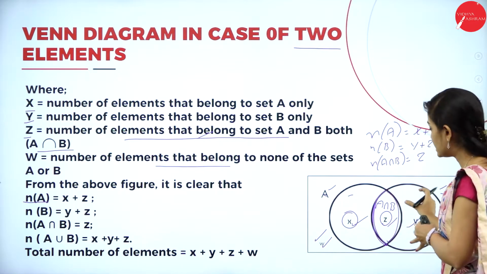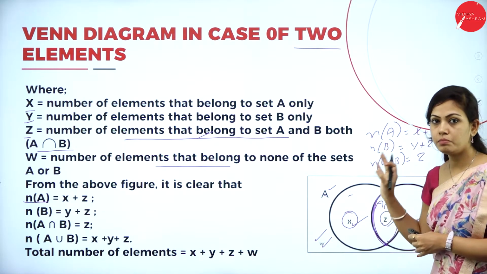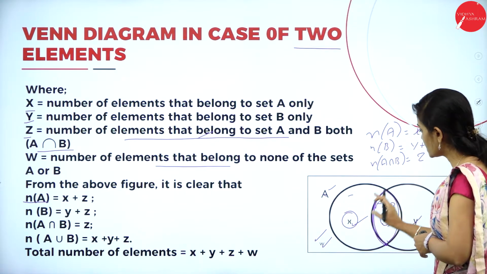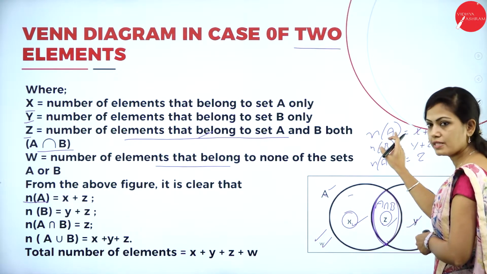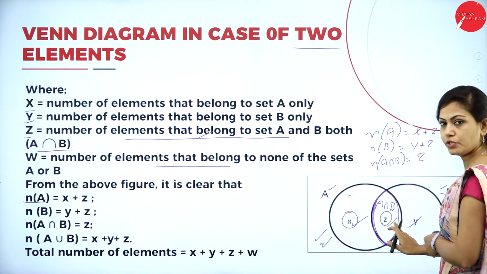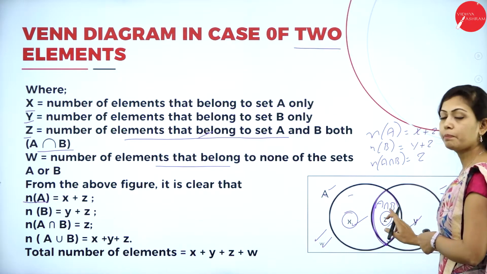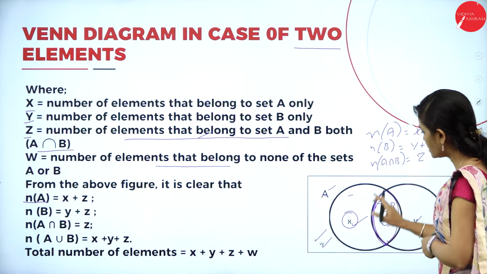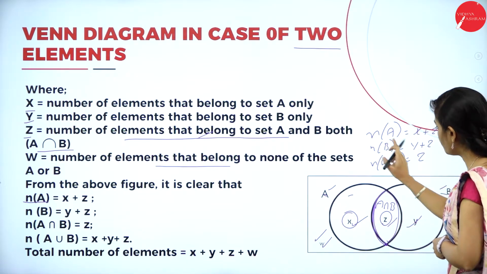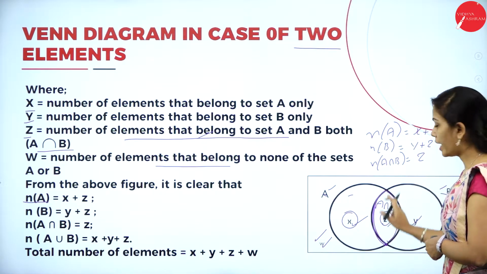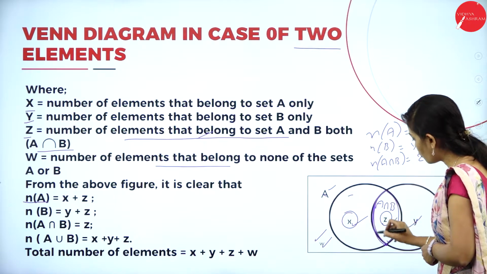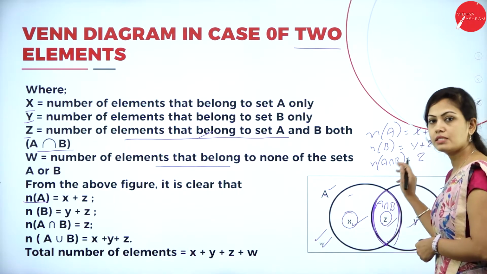So these are the basic terms you have to understand in Venn diagram. So first I will consider N of A is equal to X plus Z. You need to add the overlapping area also. So I can consider it as N of A, and N of B means Y plus Z, and N of A intersection B means only the overlapping area, Z.